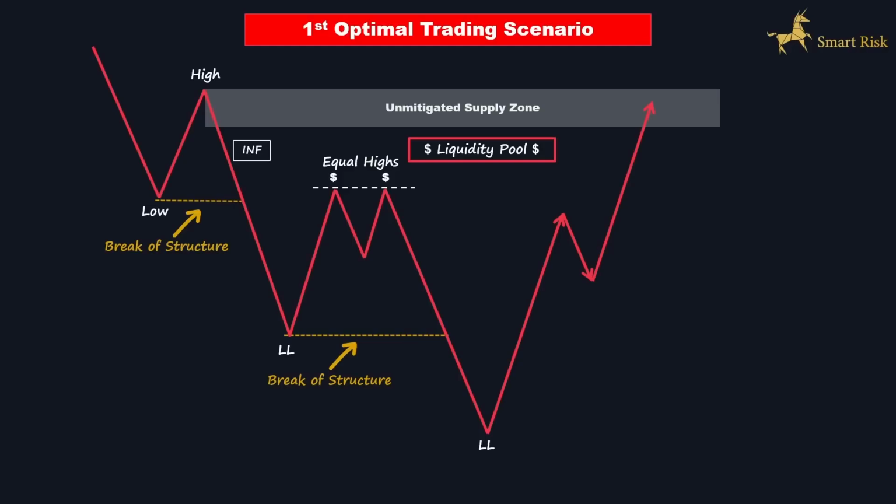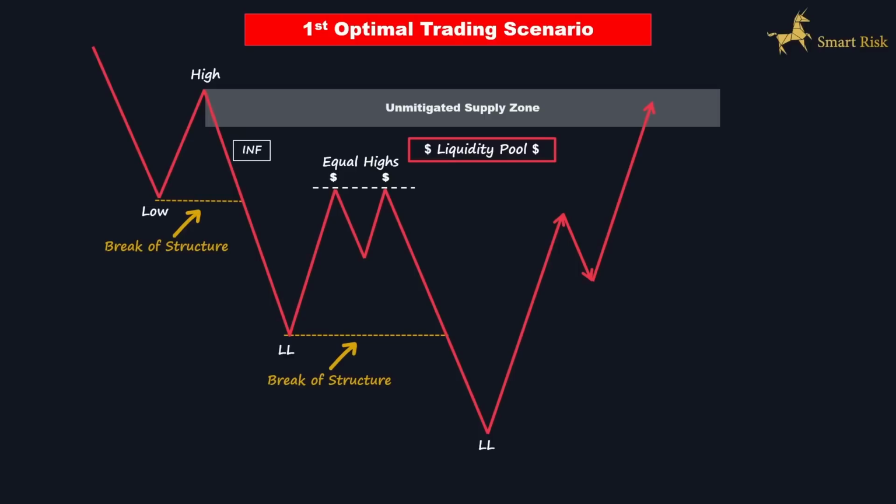The presence of a liquidity pool beneath our identified supply zone significantly increases the probability of a potential price reversal from this zone. Traders who have placed their buy orders and stop losses within this liquidity pool are essentially providing a potential fuel source for the market's downward momentum.